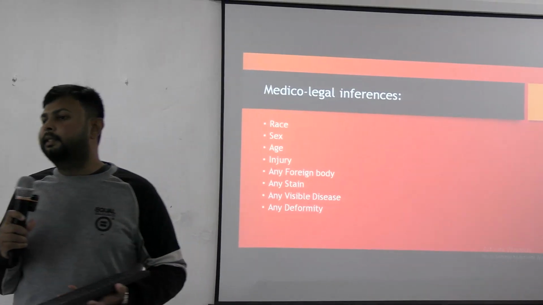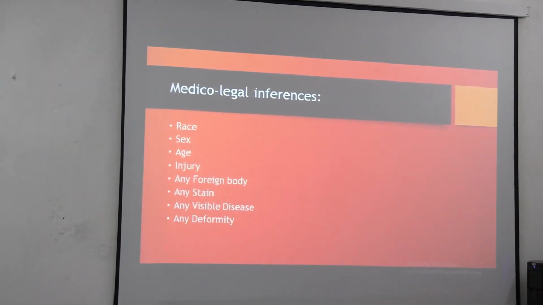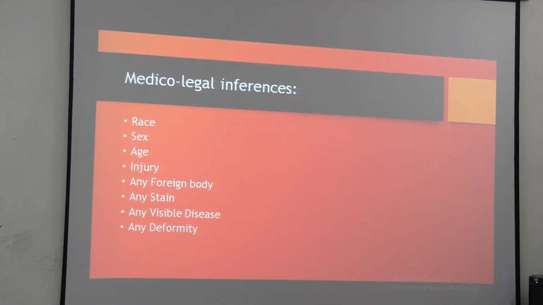What are the things we can get from the skull? As you can see from this slide, previously we have also discussed age, race, sex, right? Any injury, blood stain, all those things. So the question that will be coming is: identify the bone and write the medicolegal significance about it.